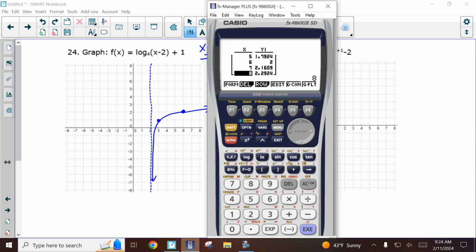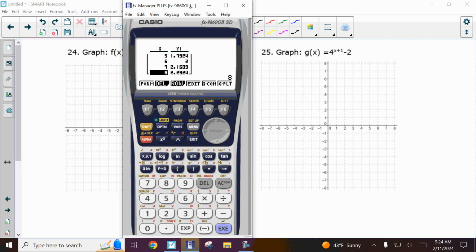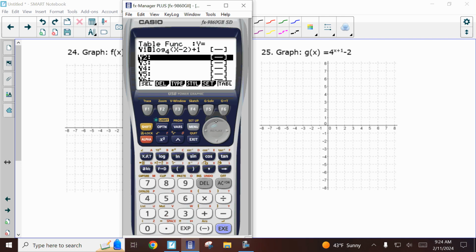Okay, next one. 4 to the x plus 1 minus 2. So let's go back to here. We're going to go up. 4 to the x plus 1 and then minus 2.